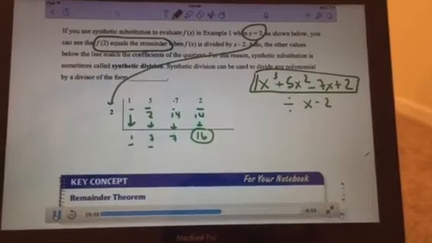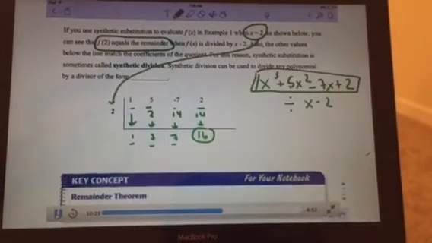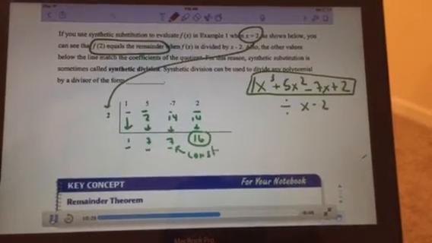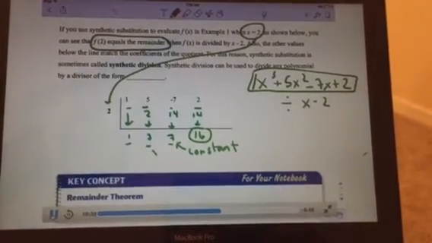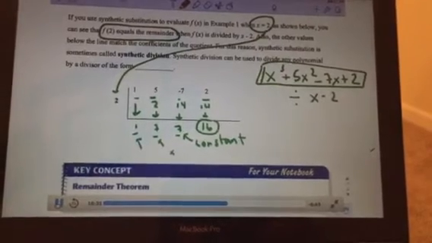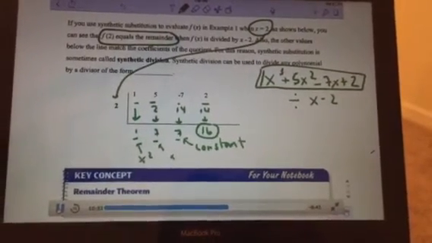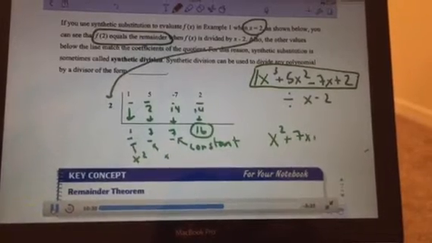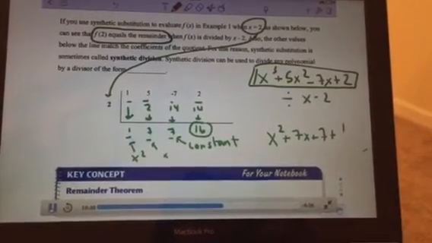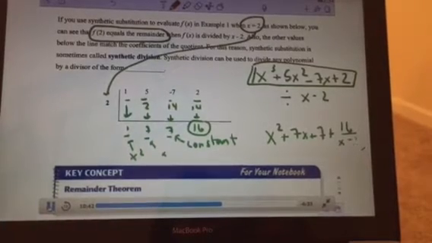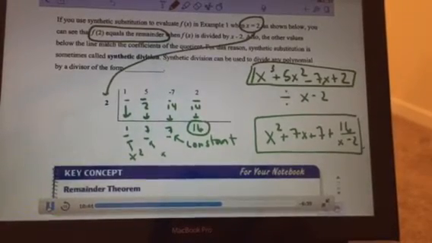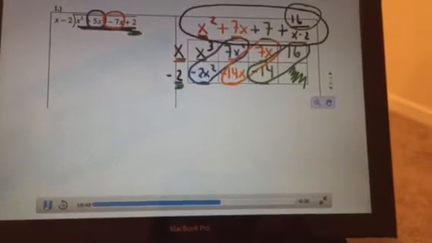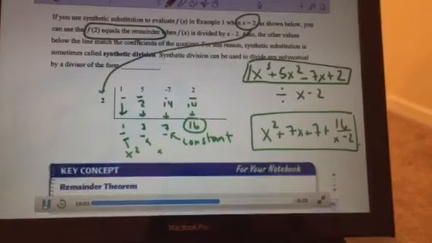The other numbers turn out to be the coefficients for the rest of the polynomial as well. This is my constant. This is my linear term. This is my x squared term. So I see that the quotient was 1x squared plus 7x plus 7 plus 16 over x minus 2, which is exactly what we got when we solved this polynomial with the CPM method and with polynomial long division.